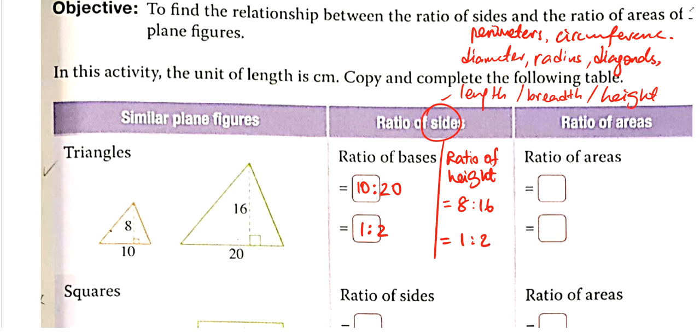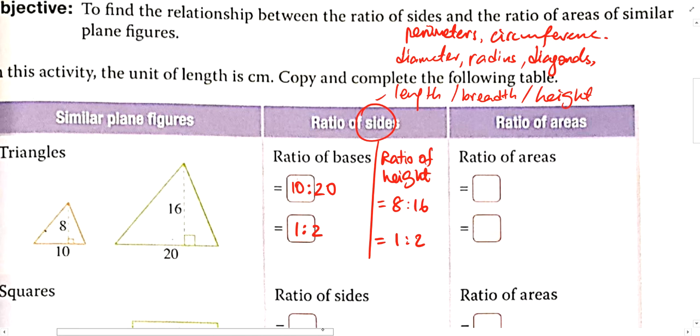Let's try to find out the ratio of area. Small triangle, how much is that? 40. How do you get 40? Okay, half times 8 times 10 is to half times 16 times 20, right? So what do we have over here? Simplify it. 1:4.